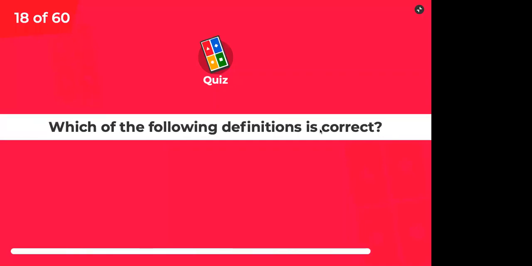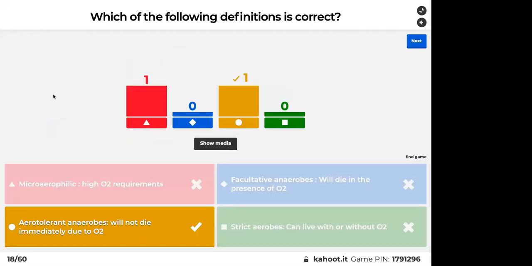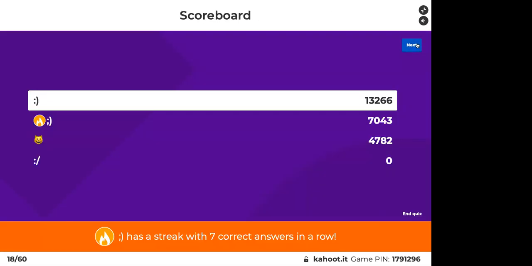Which of the following definitions is correct? Yep, so the only correct one was the air-tolerant anaerobes. So they won't die immediately due to O2. And then we have a summary slide.